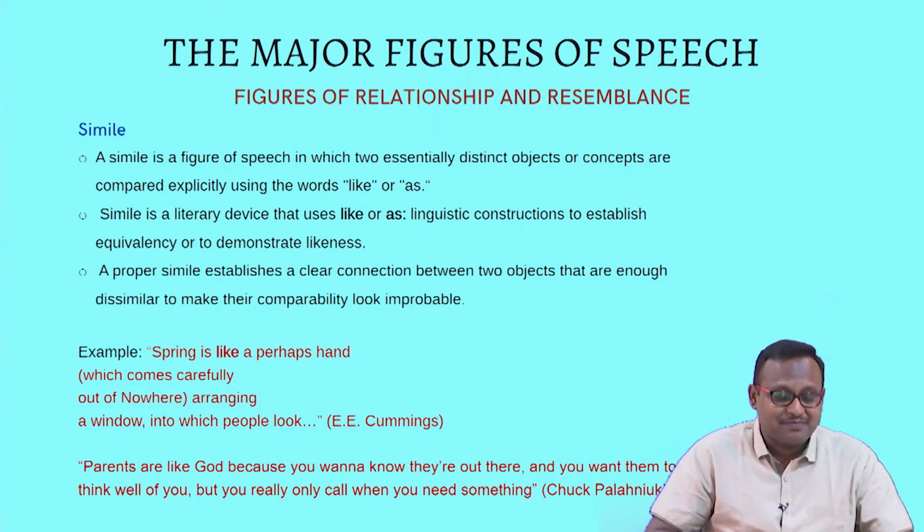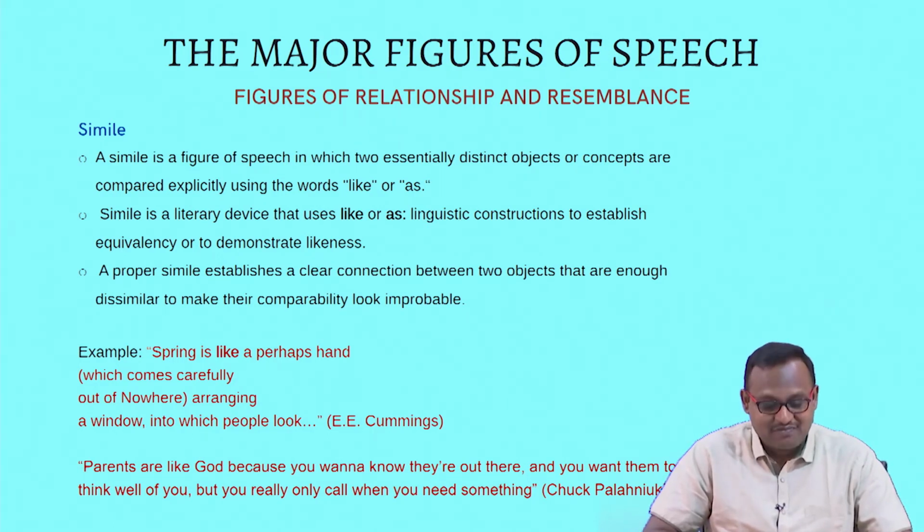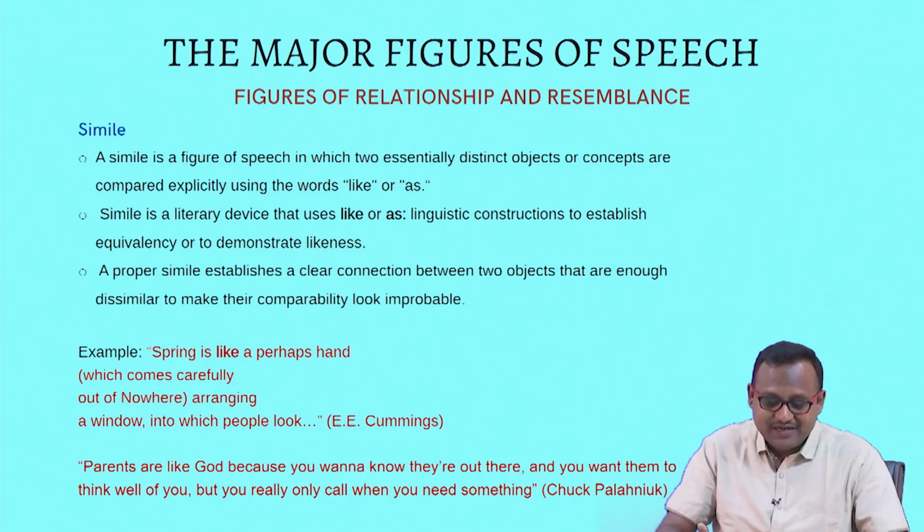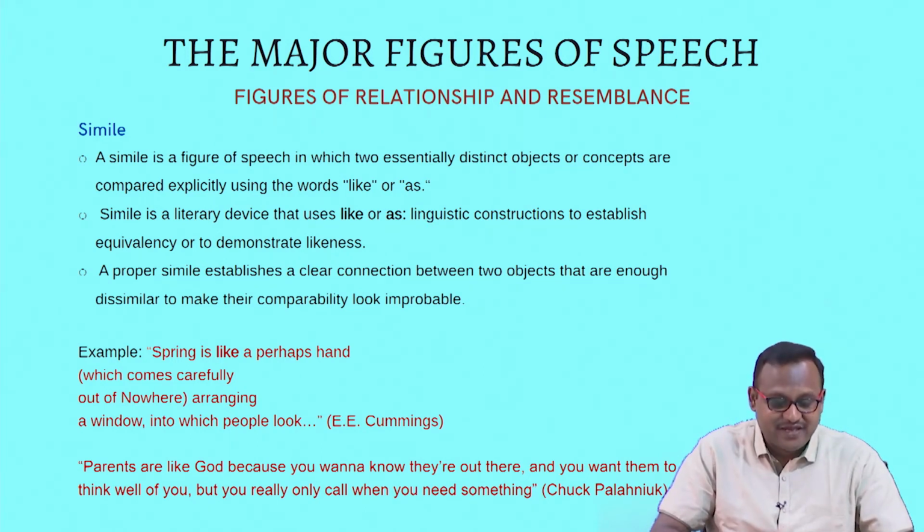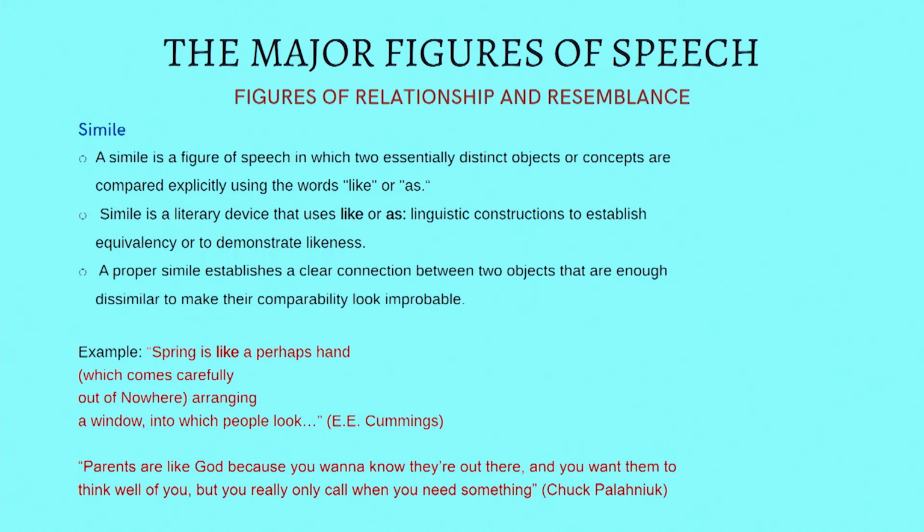Some of the common examples would include: spring is like perhaps a hand which comes carefully out of nowhere arranging a window into which people look. A brilliant line by E. E. Cummings, spring is likened to something here. And another example from prose is: parents are like God. Here parents are compared to God in a particular aspect. What that aspect is, is given in the next part of the sentence. Parents are like God because you want to know they are out there and you want them to think well of you, but you really only call when you need something.